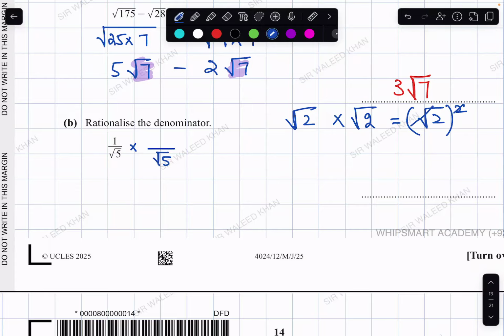But if I'm multiplying this with the denominator, I have to multiply the numerator as well. Now, even if we have a surd in the numerator, it doesn't matter because we have to rationalize the denominator. We are not concerned about the numerator. So the square and square root will cancel out. So we have under root 5 over 5.